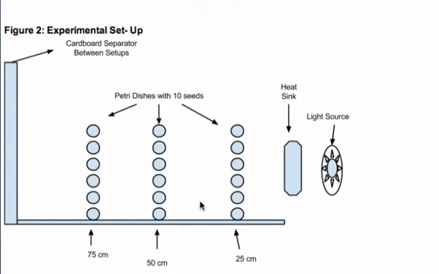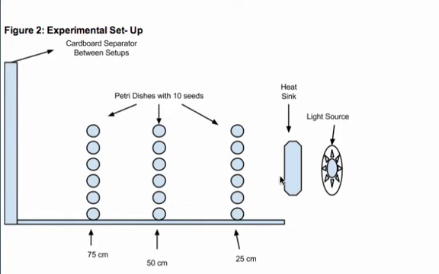So the experimental setup is basically like a snapshot or a photo of how your experiment was set up. And it should give a good idea of the experiment just by looking at this picture. So if you look here, this really gives a good idea of what the experiment was about. So you see a light source, and you see your plants at different distances. It even tells us how many seeds are in each of these groups. It even shows us a heat sink, which prevented the heat from the light hitting the plants. And it even has the cardboard separator between the setups.